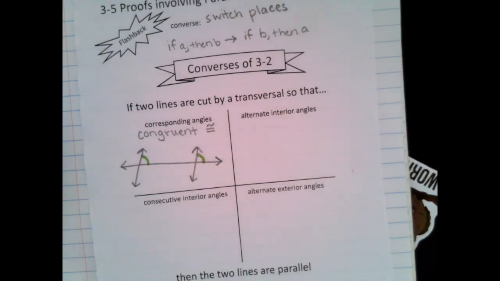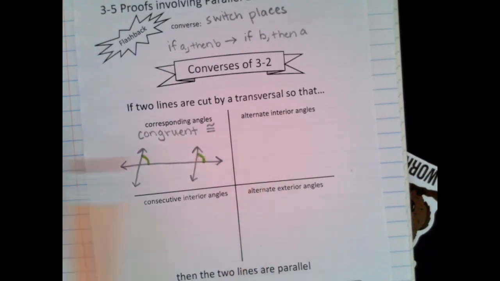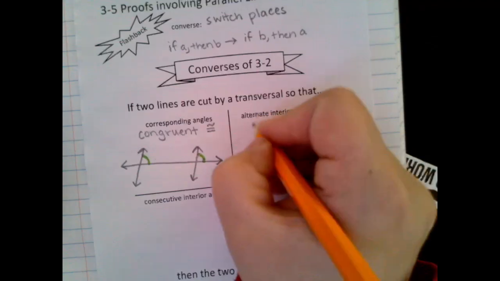Alright. 3-2, what does it say about alternate interior angles? They're congruent. Good, congruent.